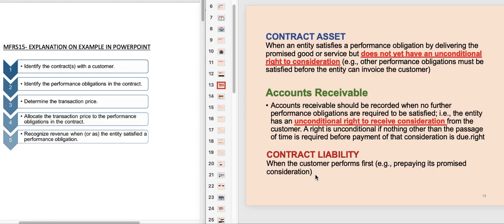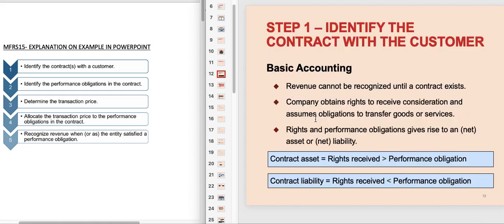MFRS 15. We're still in step 1, that is identifying the contract. So when we refer back to step 1 here, a contract asset means that the right received is more than the performance obligation. It means the business has performed the obligation, but may not have received the payment from the customer due to some condition.